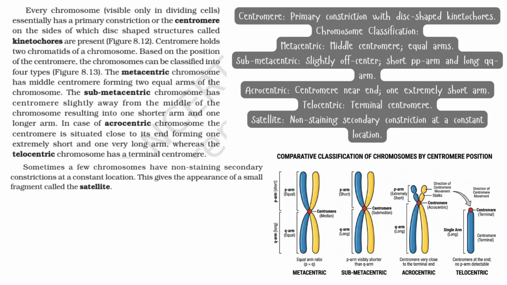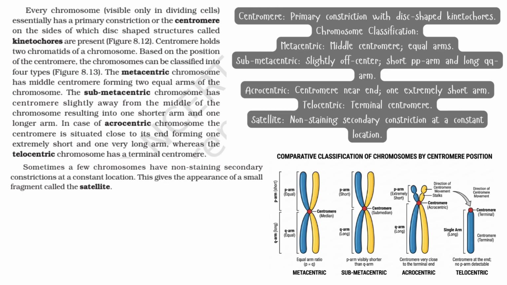Every chromosome has a primary constriction called the centromere, which has disc-shaped kinetochores on its sides for spindle fiber attachment during division. Based on centromere position, we classify chromosomes into 4 types. Metacentric has a centromere in the middle. Sub-metacentric has it slightly off-center, creating a shorter P-arm and a longer Q-arm.